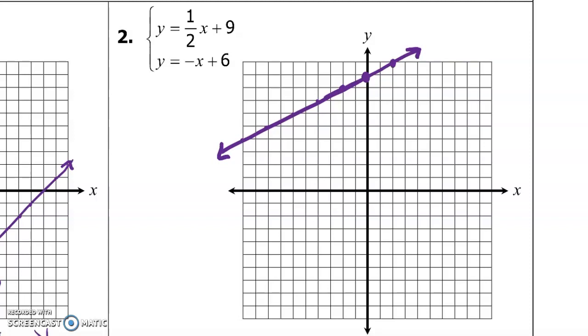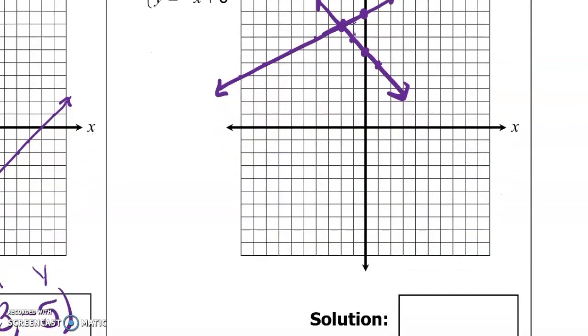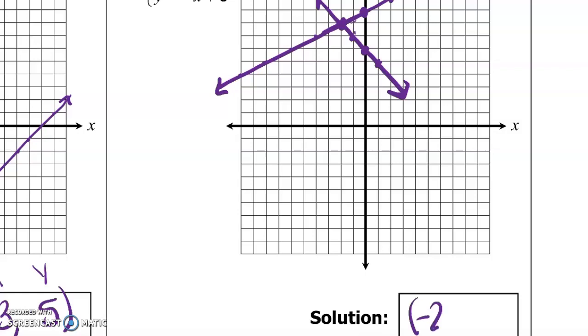The bottom one, y equals negative x plus 6. So I start up 6. And then down 1, right 1, up 1, left 1, up 1, left 1. Draw your line. This is your ordered pair where they cross. So that ordered pair is negative 2 on the x and 8 for the y.